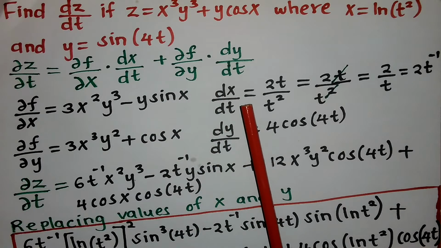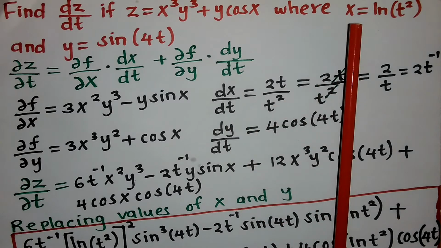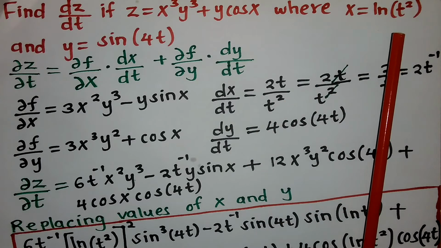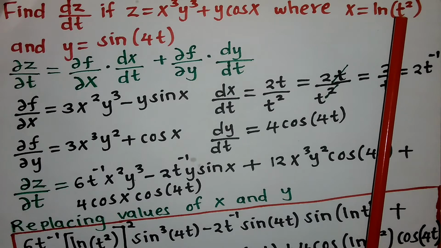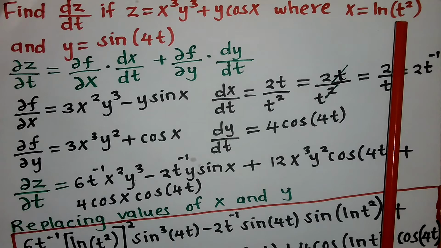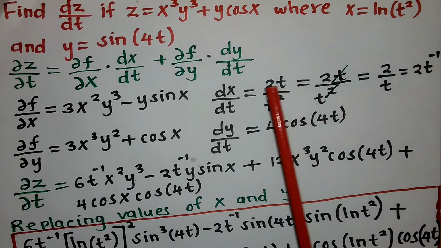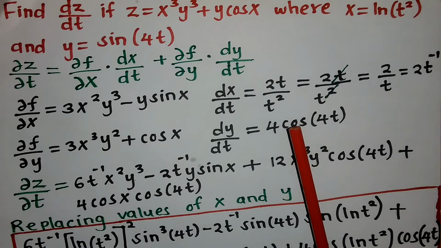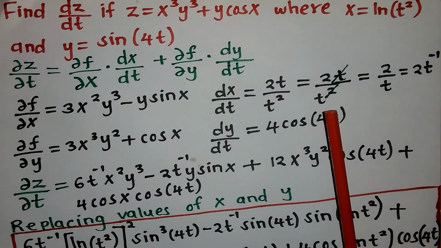And then I find the derivative of x with respect to t. The derivative of natural logarithm is going to be 1 over this, which is 1 over t squared, multiplied by the derivative of the inside, which is 2t. So if I work that out, I'll get this.